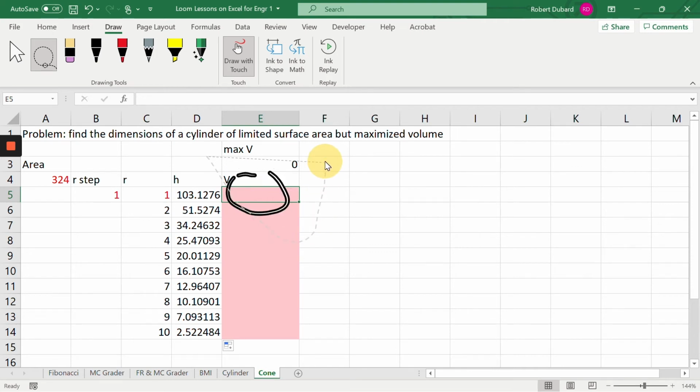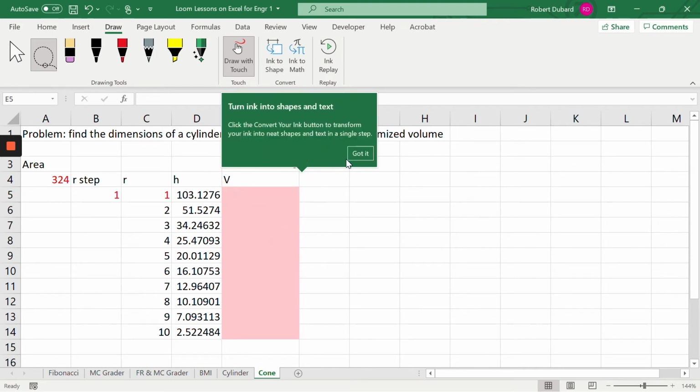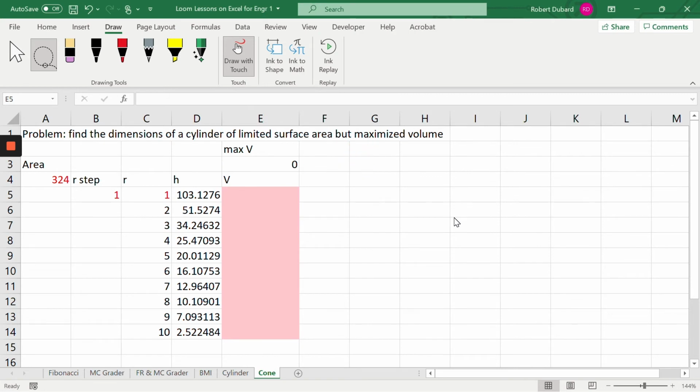Oh my goodness. Delete. There we go. They got it. So, all right, cool.